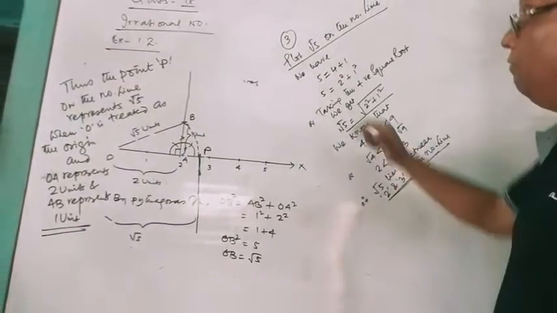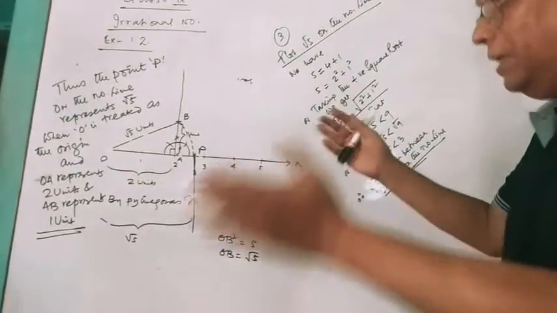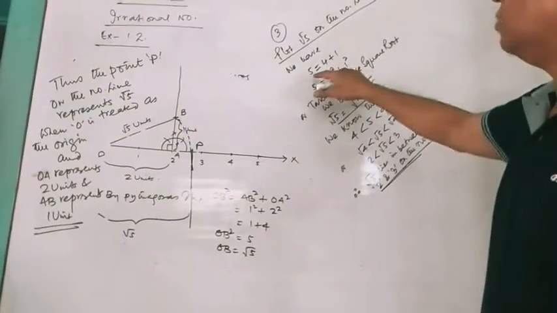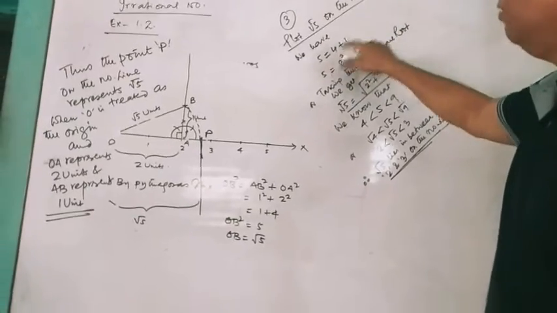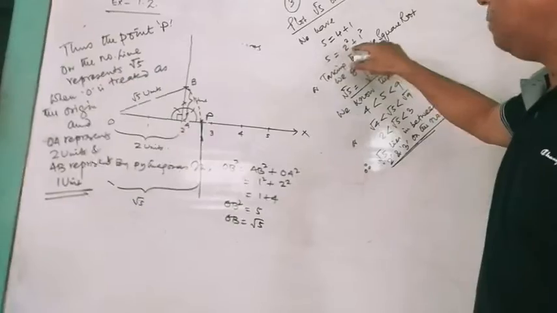Second thing, we will try to break the radicand in such a way that it can be split as a sum of two perfect squares. 5 can be written as 4 plus 1. 4 is a perfect square, 1 is also a perfect square. 5 is equal to 2 square plus 1 square.